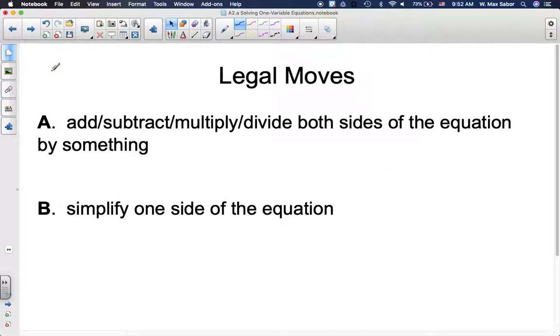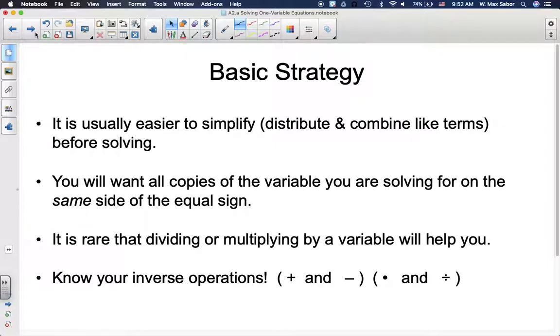The legal moves are that you can add, subtract, multiply, or divide both sides of the equation by something. To solve is how I usually refer to that. Or to simplify one side of the equation. Pretty much every step that we do will be one of these two things.